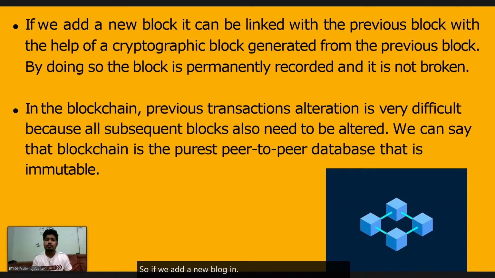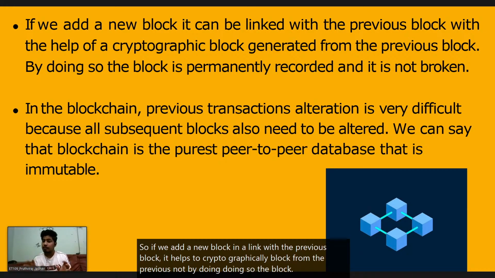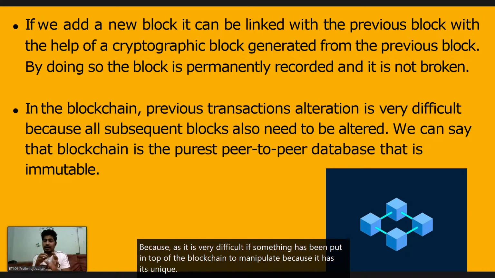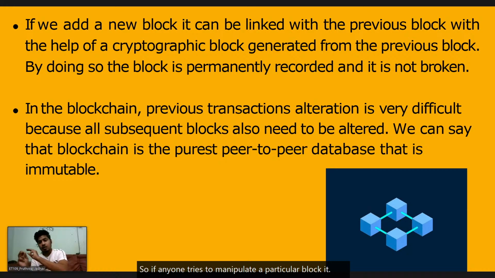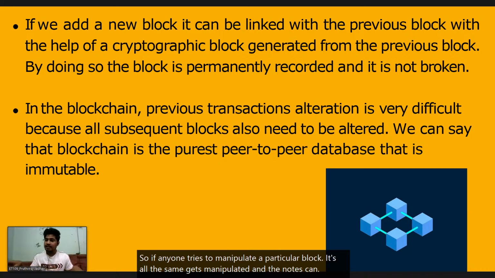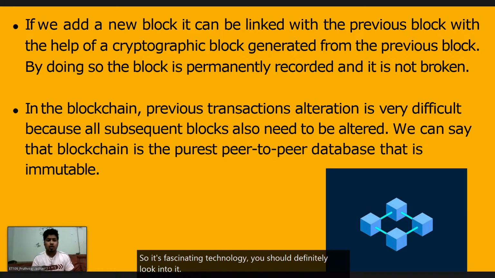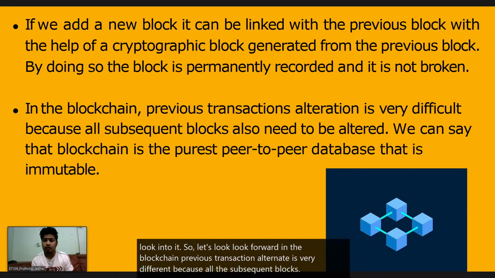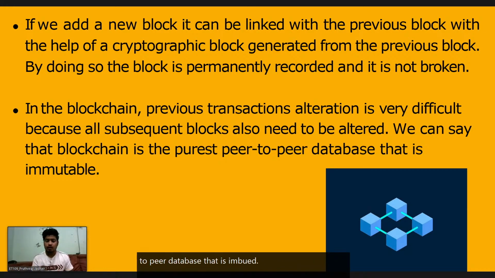If we add a new block linked with the previous block, it is cryptographically linked to the previous block. By doing so, the block is permanently recorded on the blockchain, because it is very difficult to manipulate something that has been put on top of the blockchain. Each block has its unique hash code, and that hash code is linked with its next block. So if anyone tries to manipulate a particular block, the whole chain gets affected, and the nodes can easily identify and solve that problem. It's fascinating technology. You should definitely look into it. Altering a previous transaction is very difficult because all the subsequent blocks need to be altered. The blockchain is a peer-to-peer database that is immutable.